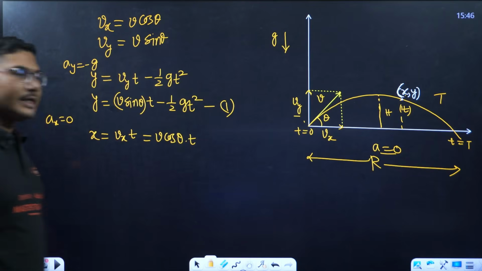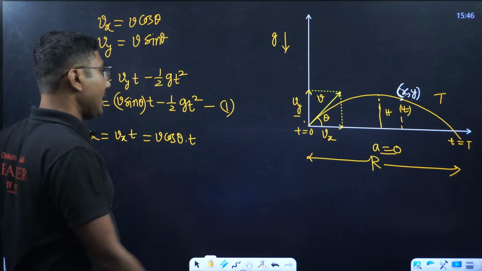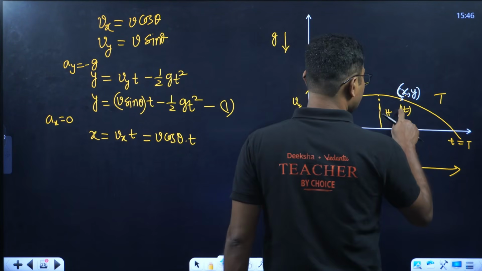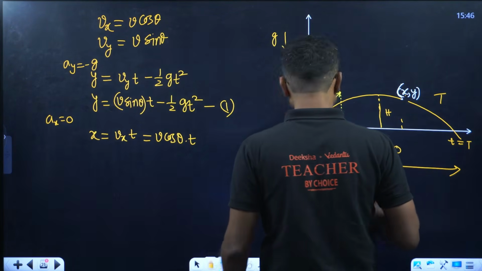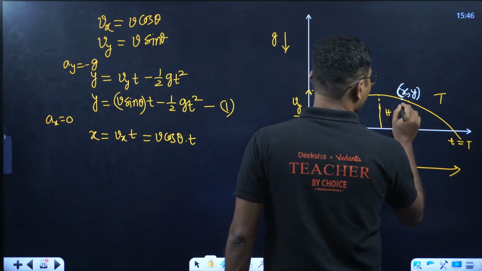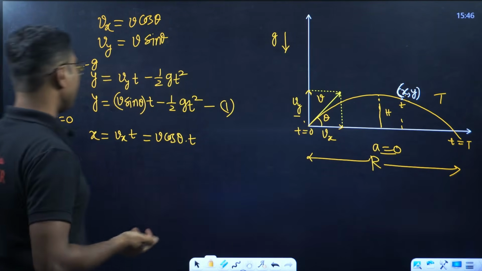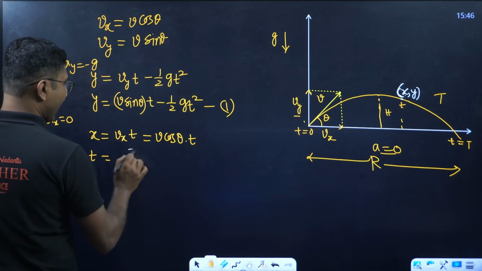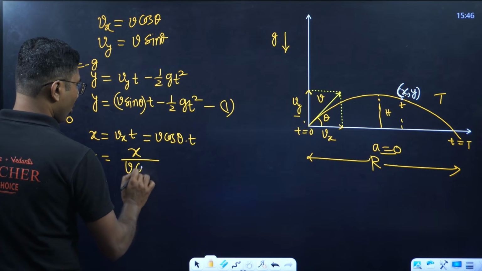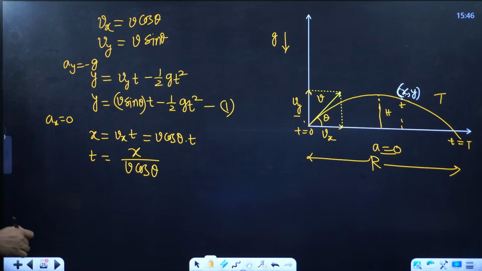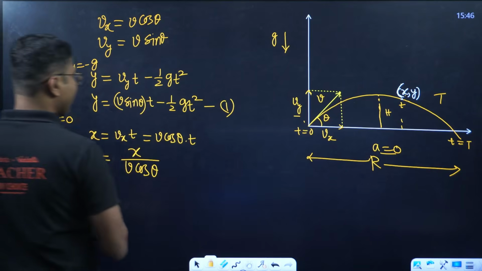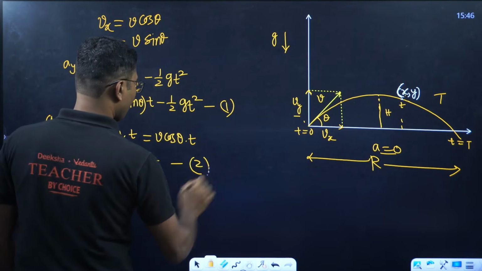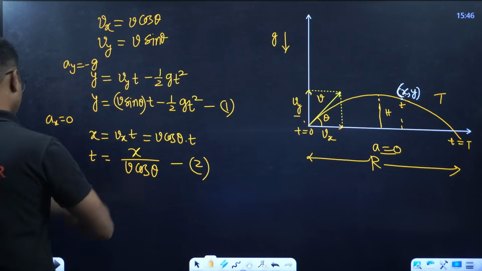Now as I mentioned, these two quantities are linked through this t. If we can replace this t, then our problem will be solved. How can we replace the t? The easiest way is to take t from this equation, this is the easiest equation. So t equals x by v cos theta. Say this is equation number 2. You take this t and put it in equation number 1.